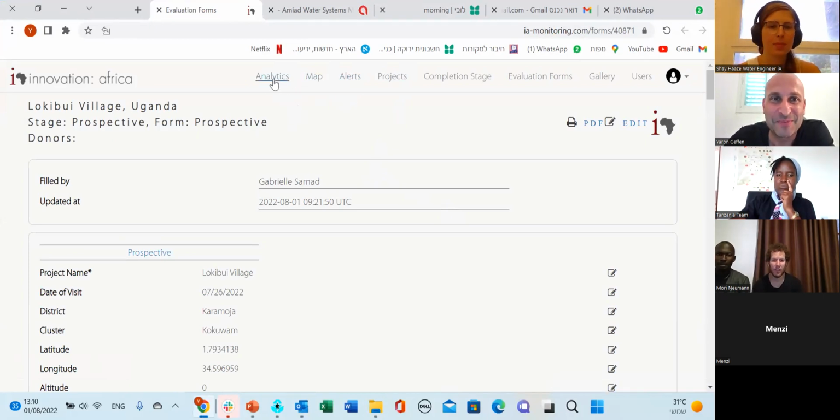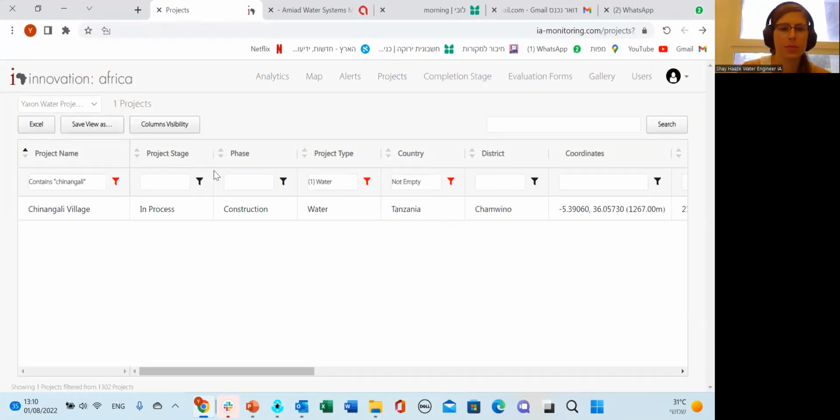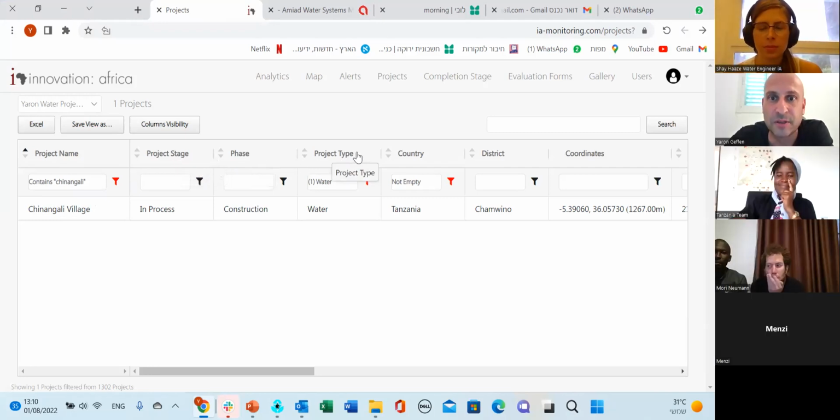And so you have the menu here. So you have like the project list, and anyone can personalize his view with respect to the fields that you can see and can edit. And we have here the evaluation forms, and we have the analytics.